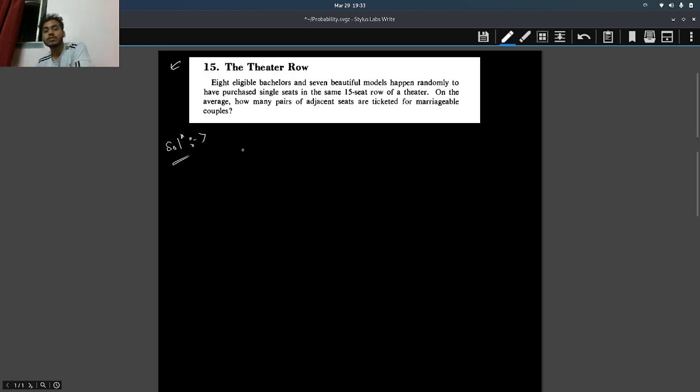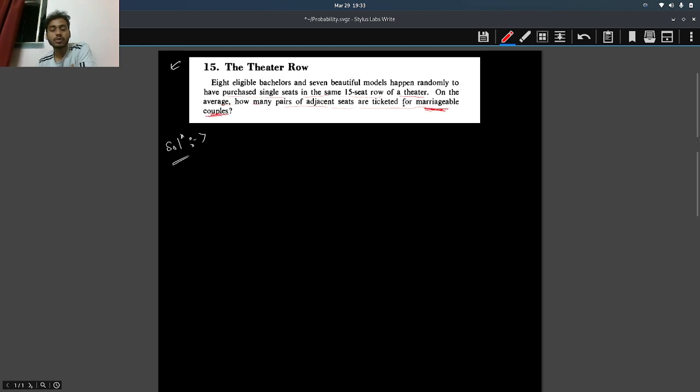First time when I was solving this type of question, I was pretty confused as to how to approach it. So let's discuss how exactly we do these types of questions. 8 eligible bachelors and 7 beautiful models happen to randomly have purchased single seats in the same 15 seat row of a theater. On average, how many pairs of adjacent seats are ticketed for marriageable couples?